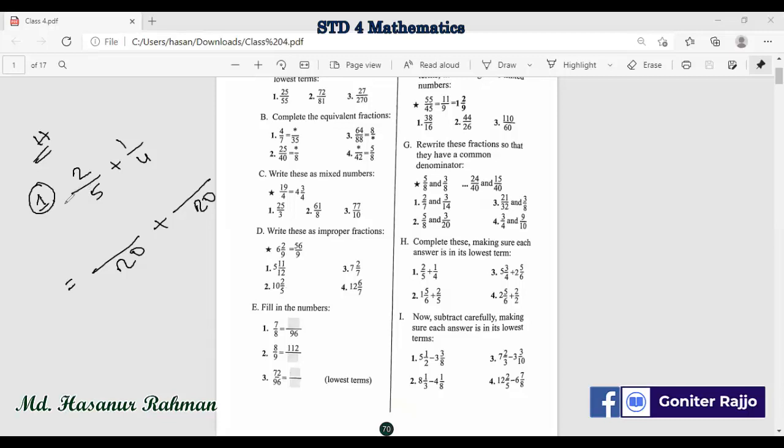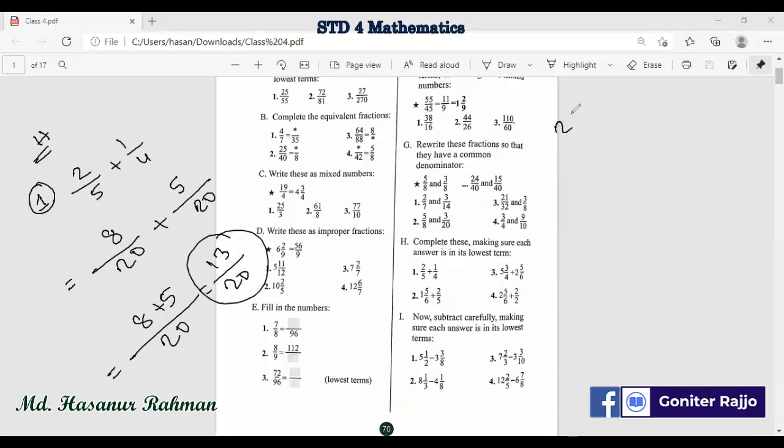Now, we have to find out the equivalent fraction. 5 times 4, that is 20. 2 times 4, that is 8. 4 times 5, that is 20. 1 times 5, that is 5. So what will be our denominator? That is 20. Now we have to add the numerators. 8 plus 5, that is 13. 13 divided by 20. Okay.